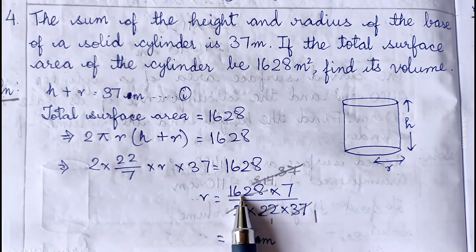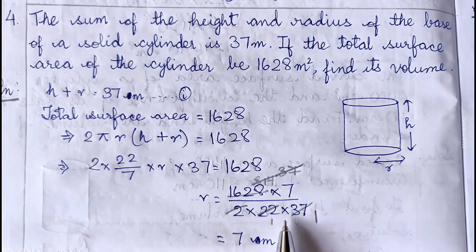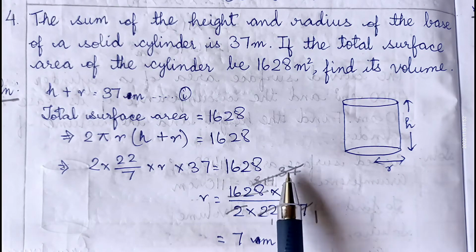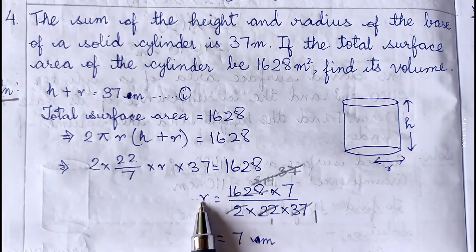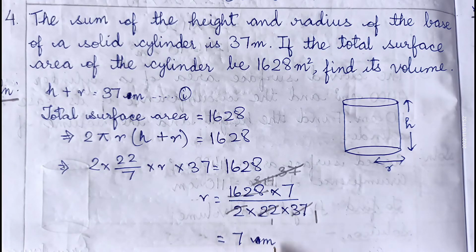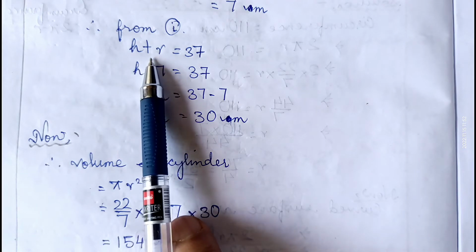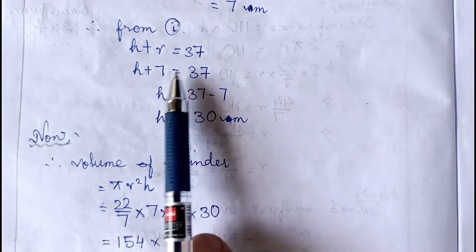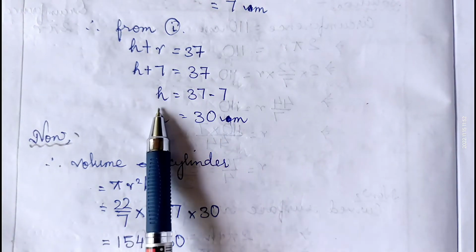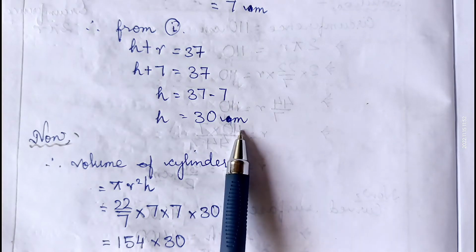Now 1628 can be cancelled by 2. It will be 814. If I cancel 814 by 22, it will become 37, and this 37 will cancel. As a result, we are going to get radius equals to 7 meter. Now from 1 we know height plus radius is equal to 37. Height plus radius, we got 7, is 37. Therefore height of the cylinder is 37 minus 7. Therefore height is 30 meter.